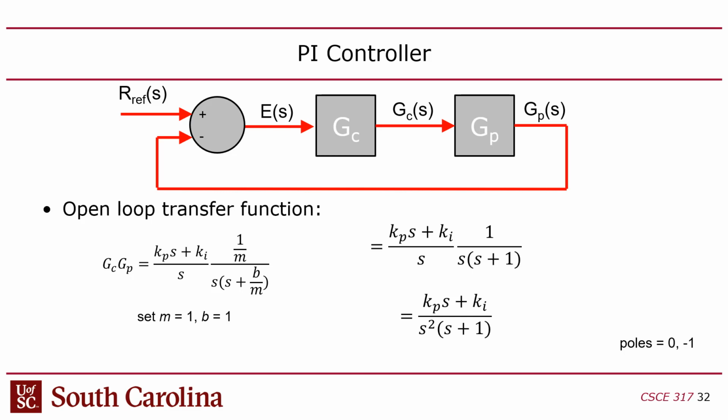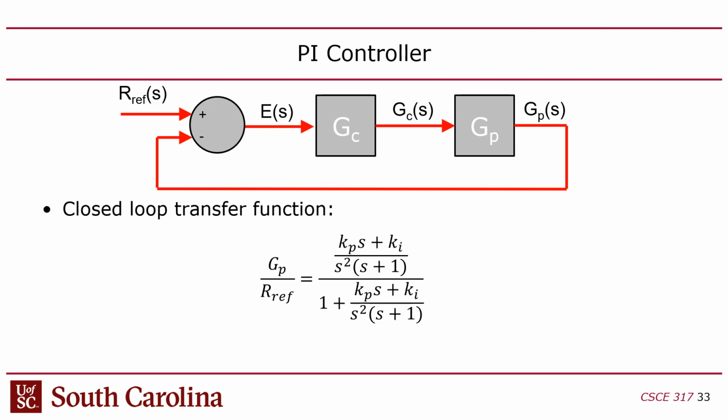Okay, so when I multiply these two together, I get an open loop response, KP times S plus KI over S squared plus S plus 1. But remember, this is the open loop. This is not the closed loop. If I want the closed loop response, well, here's where things get a little bit more complicated. Now, I have to take the open loop response and put it in the numerator and then say 1 plus the open loop response is the denominator. Now I have the closed loop response, right? So now I've got to figure out if this is stable.